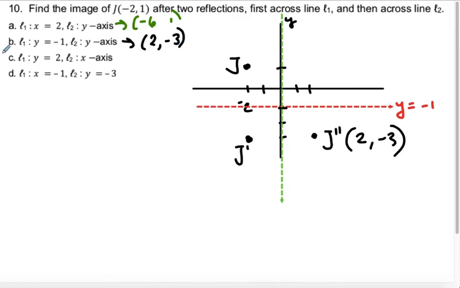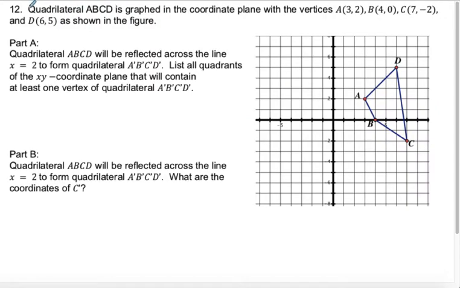Okay, so I want you to do letter C and letter D on your own. But hopefully that helped out. Okay, so let's do number 12.